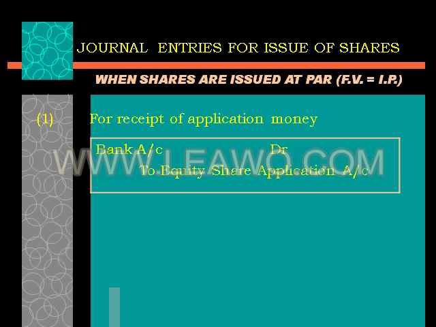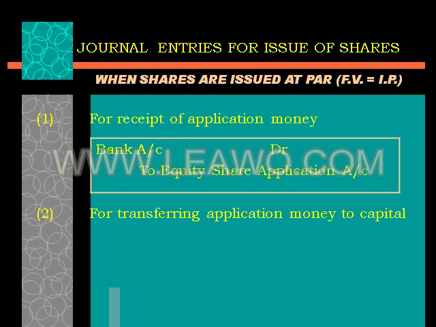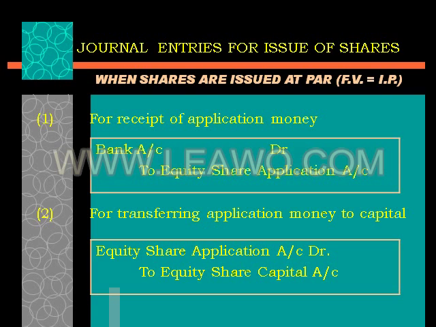The journal entry is bank account debit to equity share application account. Remember that according to the Companies Act 1956, the application money collected should not be less than 5% of the face value of shares. The next journal entry is for transferring the application money to the capital account. The journal entry is equity share application account debit to equity share capital.